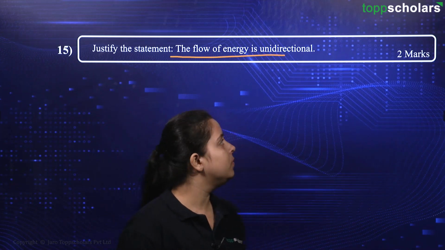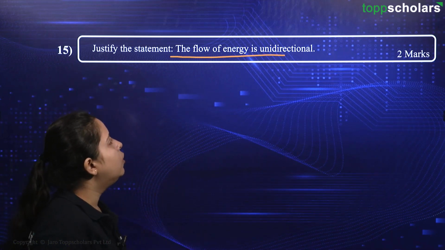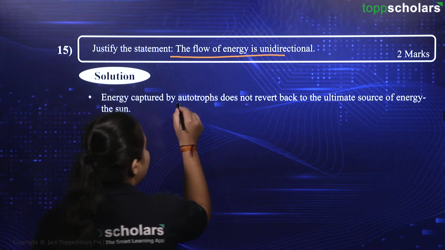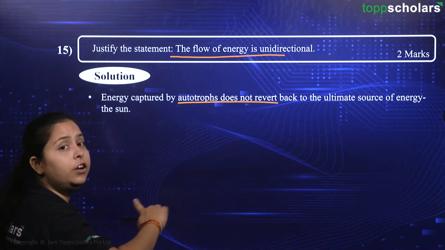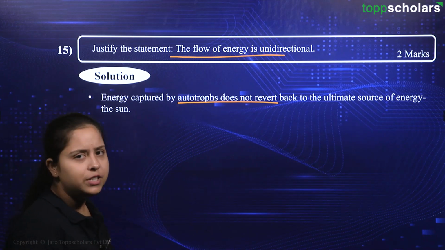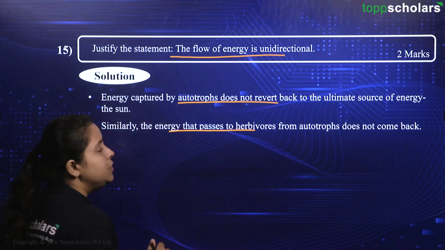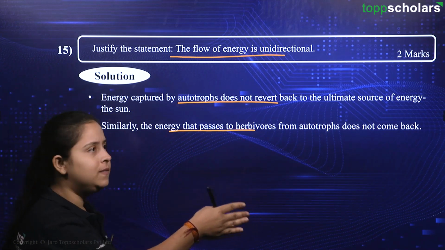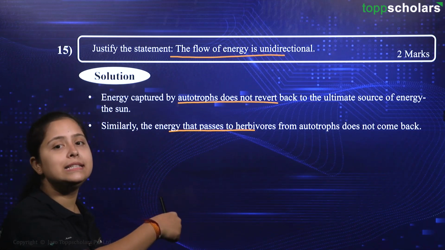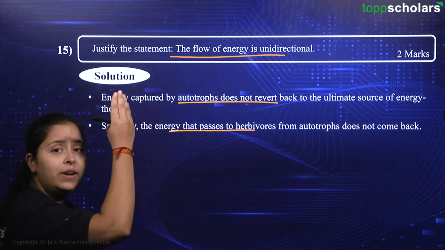Mostly they don't do. So herein we need to justify the statement of why the flow of energy is unidirectional. Going for the solution part, energy captured by autotrophs does not revert back to the ultimate source of energy, that is sun. We have just said it. Similarly, the energy that passes to herbivores from autotrophs does not come back. Autotrophs will not go and hunt that deer which has eaten the plant. So the energy flow is always unidirectional.